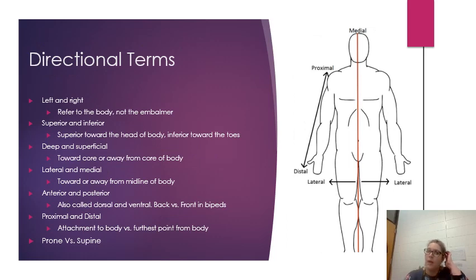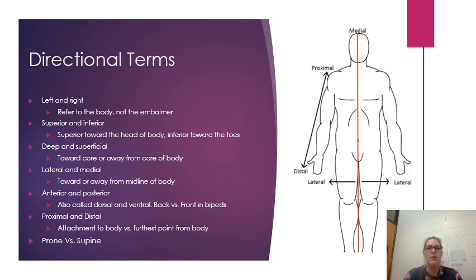So let's talk about directional terms. When we say left or right, you're referring to the body, not the embalmer. So if I am facing this individual laying on the floor, my left is going to be their right, and their right is going to be my left. You always default to the individual that you're describing. So if I say right, it is the decedent's right. If I say left, it is the decedent's left.